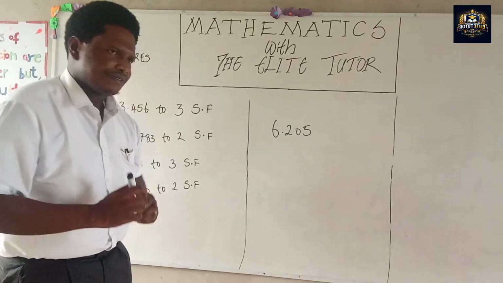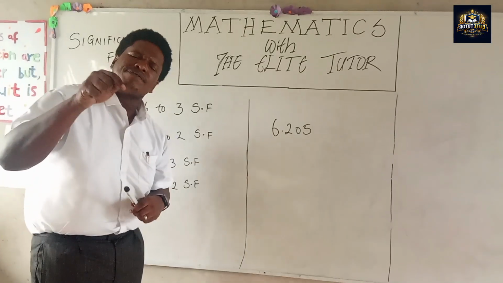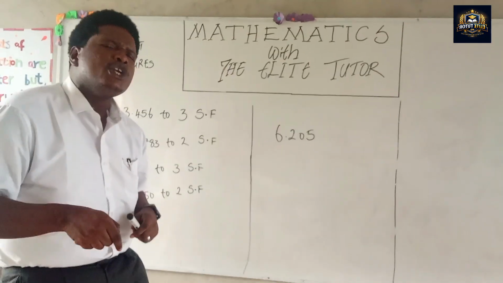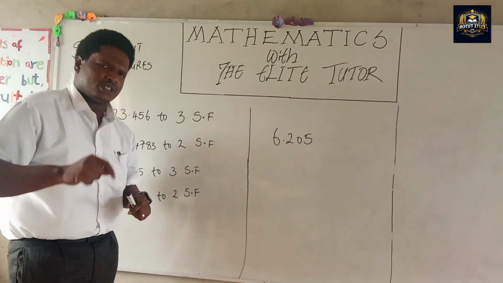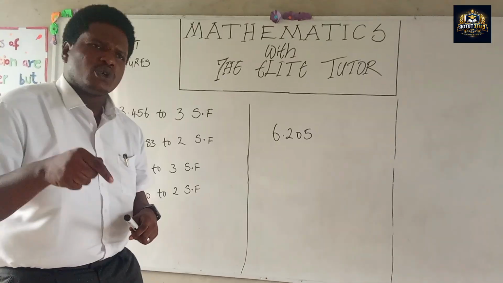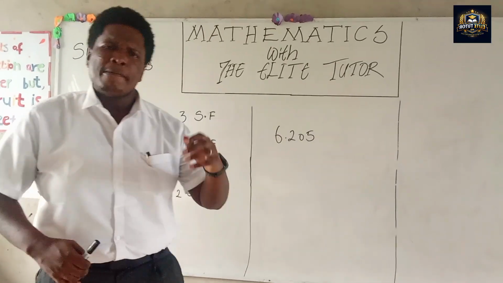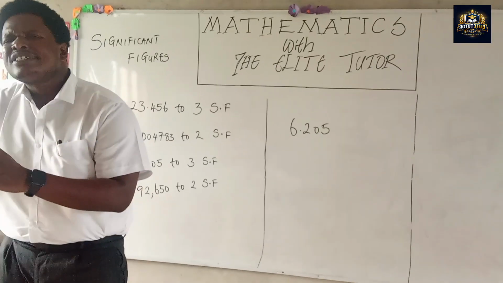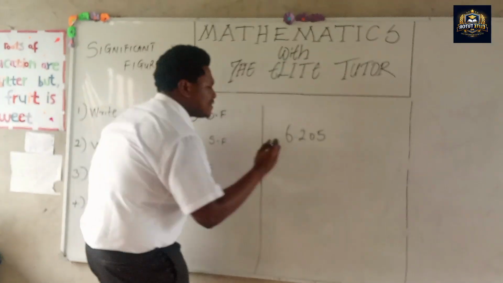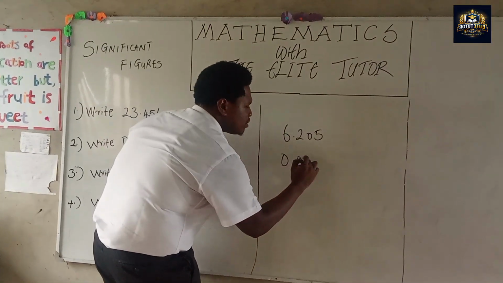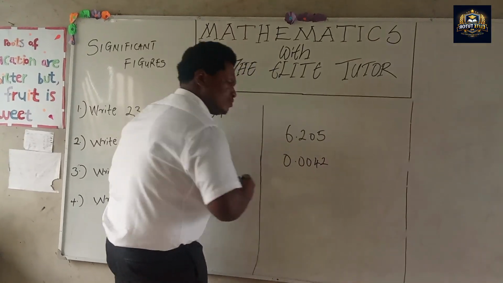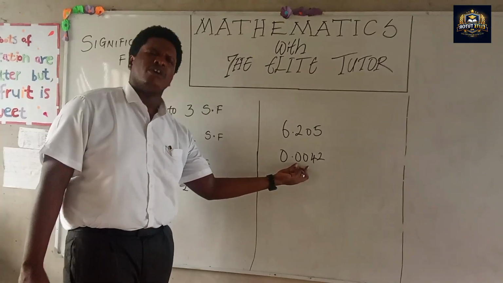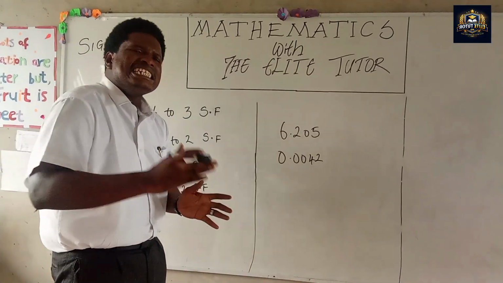But it's also important for you to note that significant figures do not include leading zeros. What do we mean by leading zeros? We are simply saying zeros before the non-zero digit. What do I mean? If I have a number like 0.0042, we can't call these zeros significant figures because they are leading zeros.